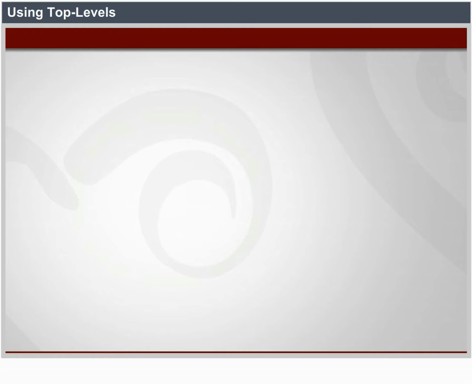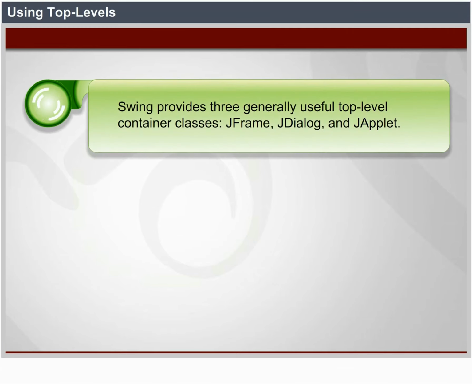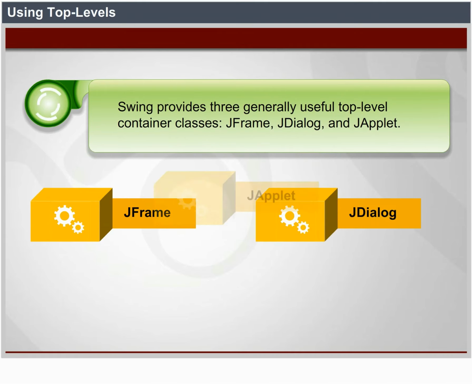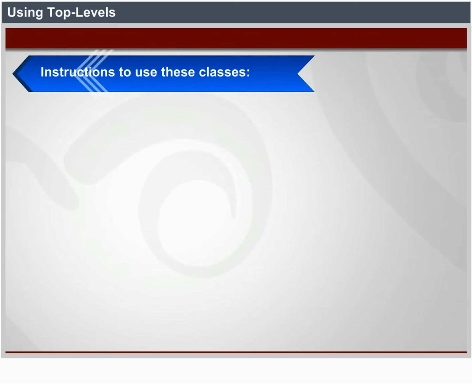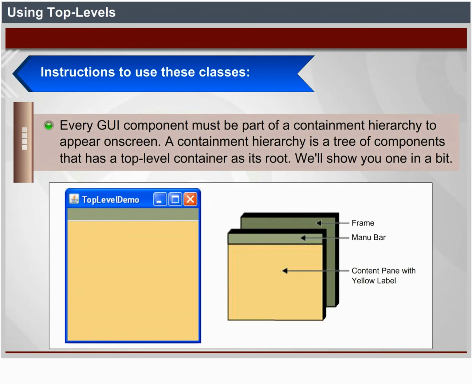Using top-level containers. Swing provides three generally useful top-level container classes: JFrame, JDialog, and JApplet. Instructions to use these classes. Every GUI component must be part of a containment hierarchy to appear on screen. A containment hierarchy is a tree of components that has a top-level container as its root. We will show you one in a bit.